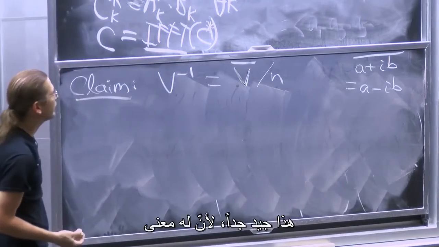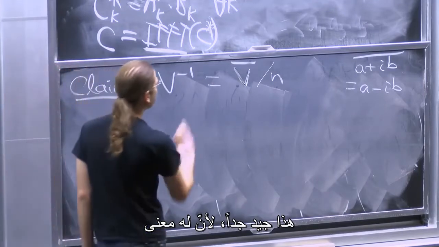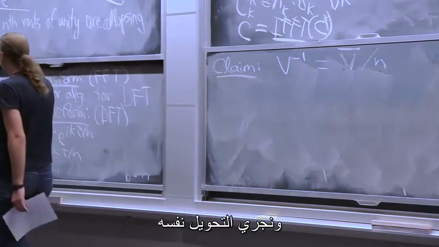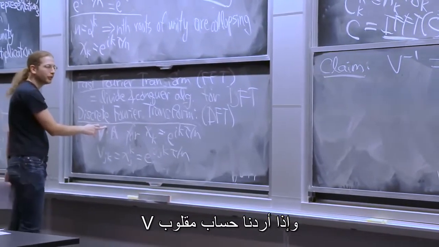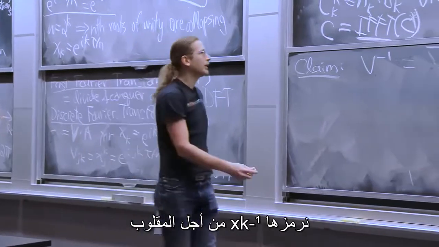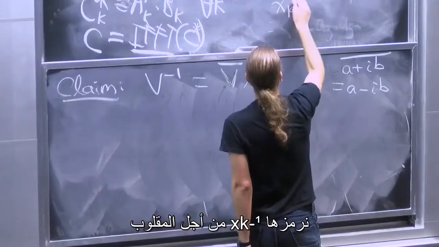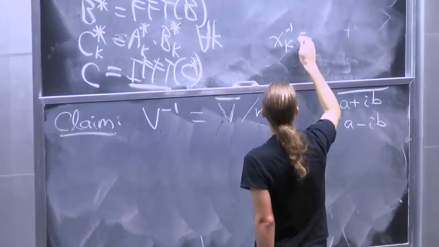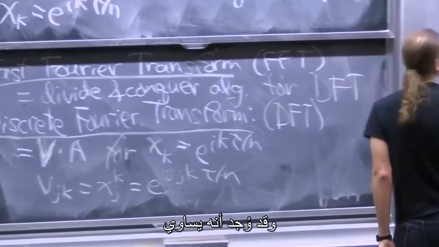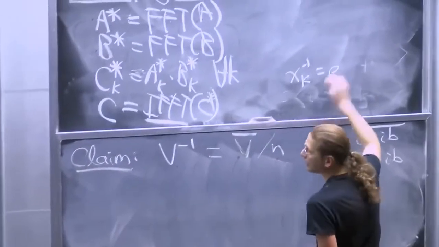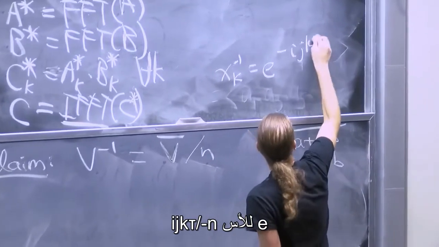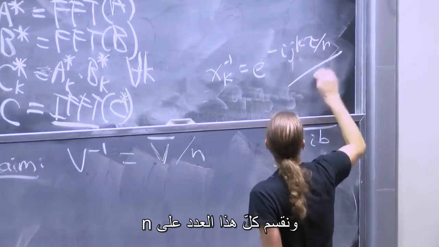Cool. Very cool. Because what this tells us is we run exactly the same algorithm and do exactly the same transformation. If we want to do V inverse, we can actually just use V, but with a different choice of xk, namely for the inverse, call it xk inverse, we just take the complex conjugate of this thing, which turns out to be e to the minus ijk tau over n, and then divide the whole thing by n.